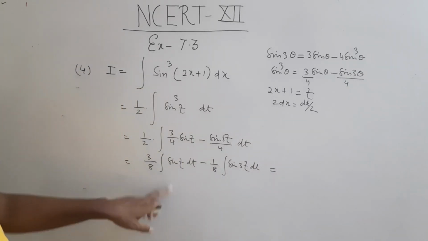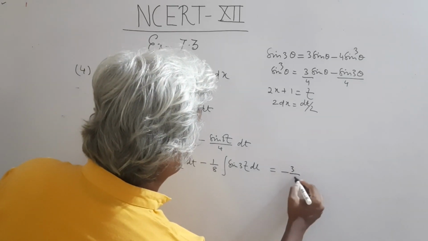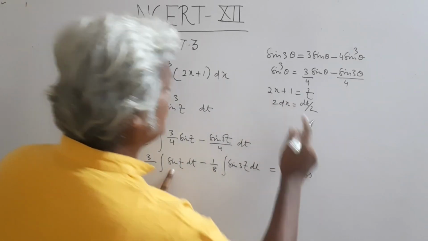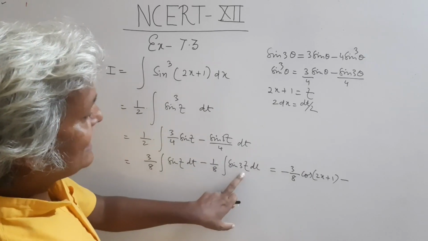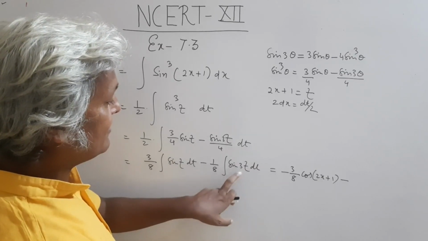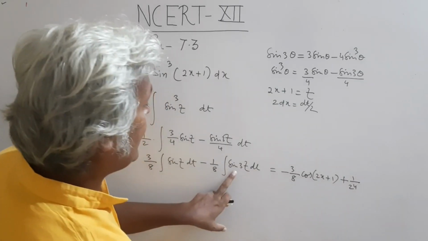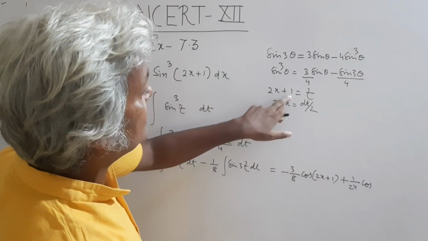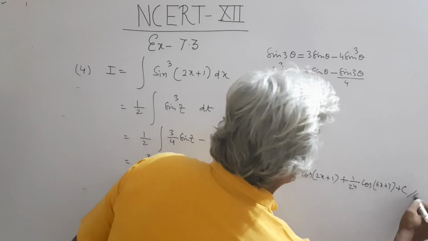Now on integration, integration of sin theta is minus cos theta, and this one becomes minus 3 over 8 cos t. In place of t I directly substitute 2x plus 1 because I'm running out of space. Minus integration of sin 3t will be minus cos 3t over 3. So this minus and the minus coming from here will become plus 1 over 24 cos 3t. In place of 3t I write 3 times t, that is 6x plus 3. So cos of 6x plus 3, plus c, and this is your answer.